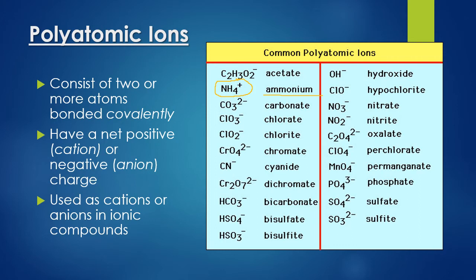Another thing I want to point out is a lot of these names are similar. Let's look at the last two in the table. We have SO4 with a 2- and SO3 with a 2-. Notice they only differ by one oxygen. The names themselves, sulfate for SO4 and sulfite for SO3, only differ by one letter. So be very careful when you're naming these compounds, because even just one letter difference or one oxygen difference can make the answer go from right to wrong.